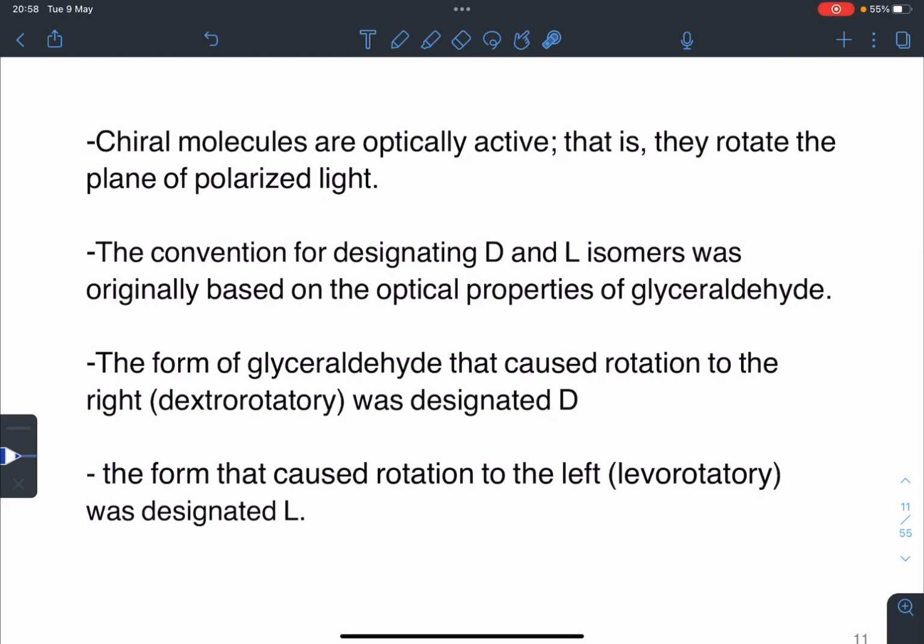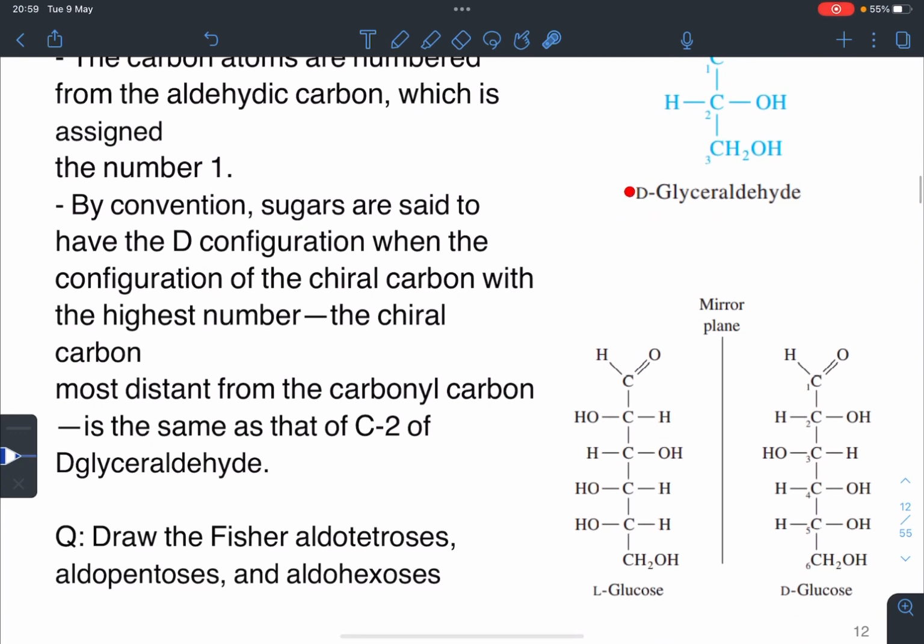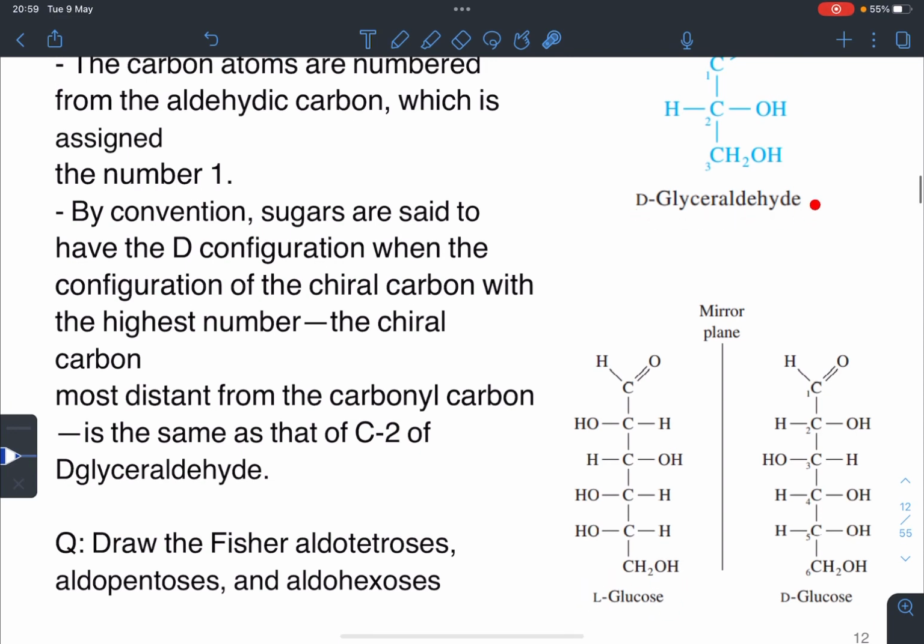So just remember D and L, and remember what's the most common one in this system? D is more common. Of course, in amino acids, it was L that was more common. So L was naturally occurring there, but in carbohydrates, it's the D that is naturally occurring. So let's keep going.